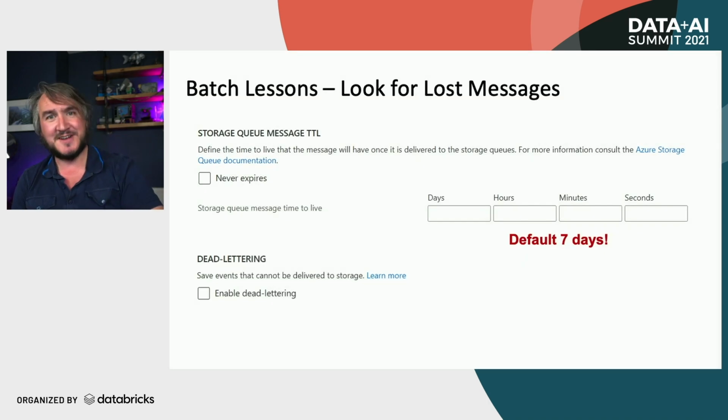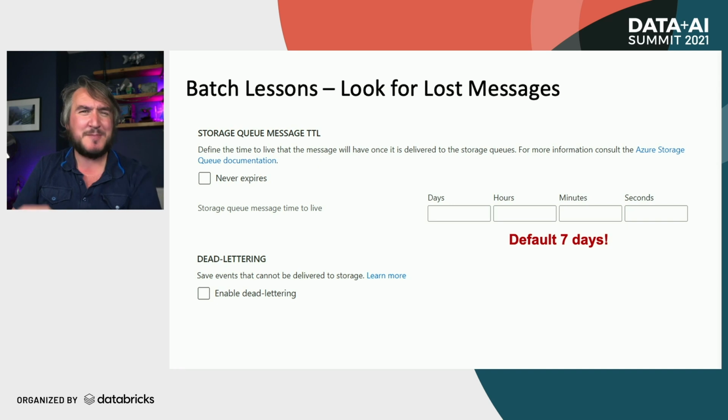Now, on the batch side of things, there's a couple of real gotchas. On an Event Grid subscription, there's two settings that are very important. You've got this storage queue message time to live. Essentially, when it's picked up the fact there's a new file and it puts a message into the queue, if you don't touch that message for a week, it gets dequeued, it disappears.